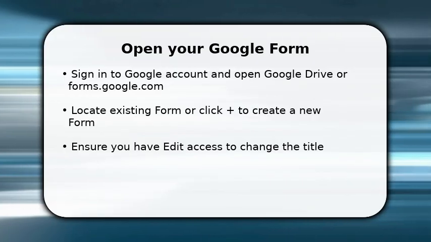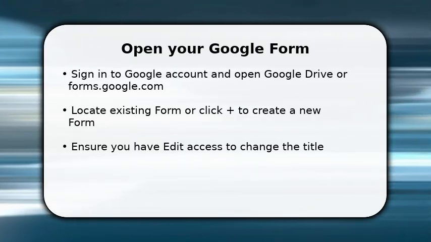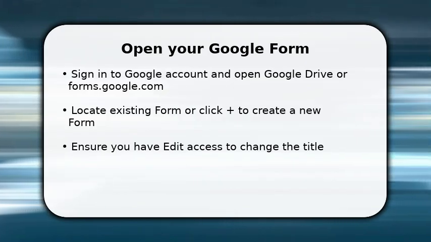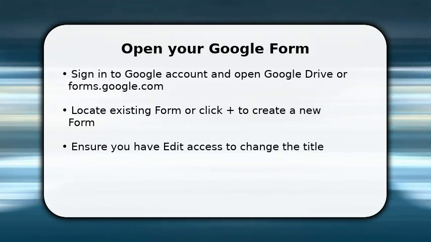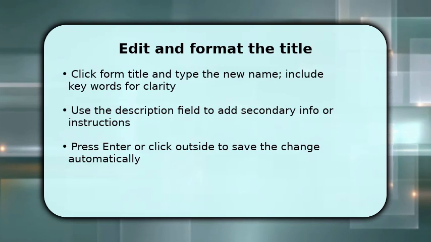Now, look to the top where the current title sits. Click into that text field. This is the first actionable step because direct editing happens here. You're modifying the title so respondents will see the correct context and purpose of your form. You're now changing the title itself.